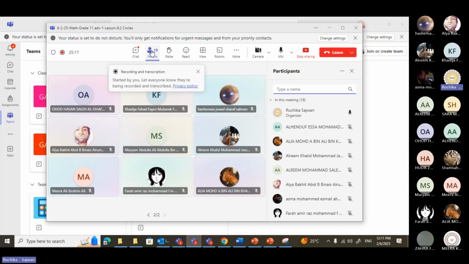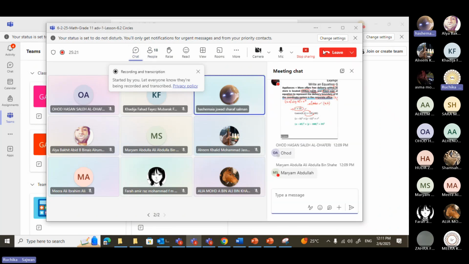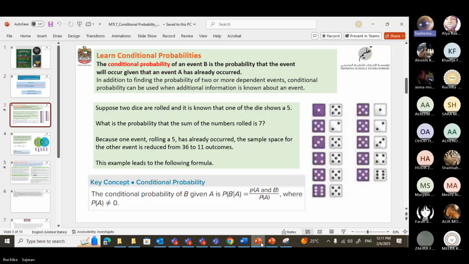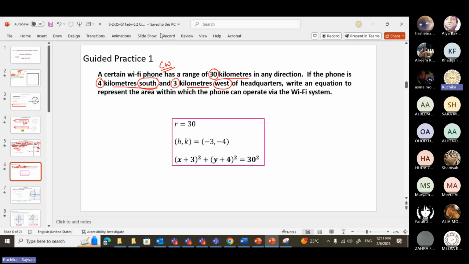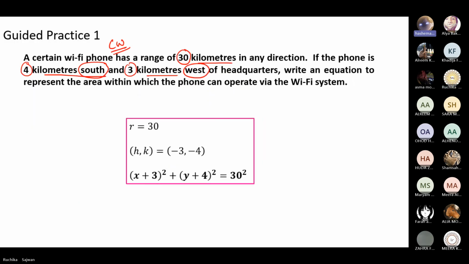Khadija, Hashmia, did you finish? Very, very easy actually. Yes, Miss, I'm done. I will send the picture, but I'm not sure if I drew the graph correctly or not. Actually, the graph is not asked. Only the equation is asked, right? Oh, okay, Miss, so I'm going to send it.